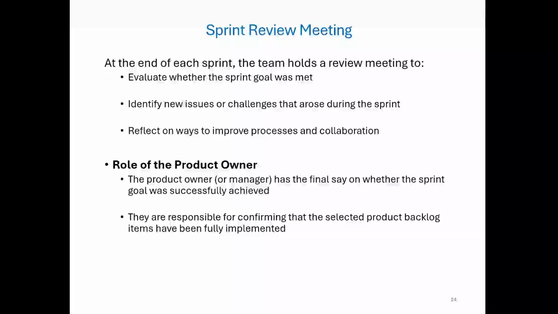Now, one person plays a key role in this meeting, the product owner. Their job during the sprint review is to confirm whether the sprint goal has actually been met. They have been working closely with the team, so they are in a good position to say, yes, this is what we needed. Or if something's missing, to give that feedback. The product owner also verifies that the items the team committed to, the ones they pulled into the sprint backlog, have been fully delivered and are working as expected.